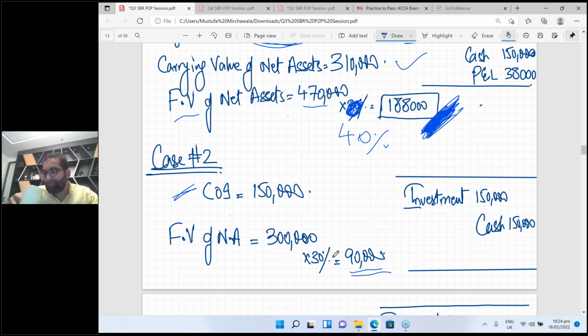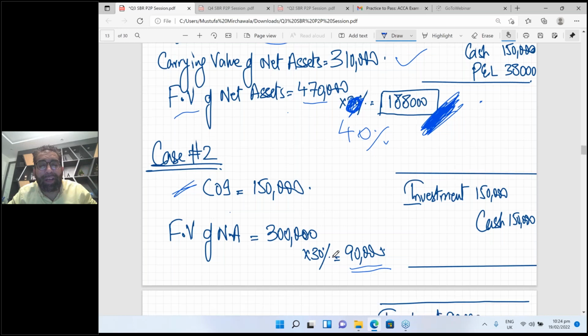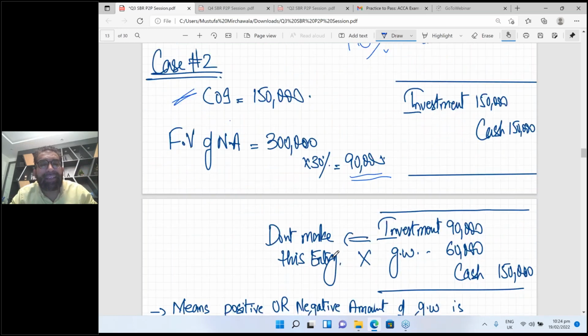Use your brain. For 90,000 worth of a company, you paid 150,000. So technically you paid 60,000 goodwill. I know what entry you are expecting: cash credit 150, investment debit 150 and goodwill debit 60, because you paid goodwill.